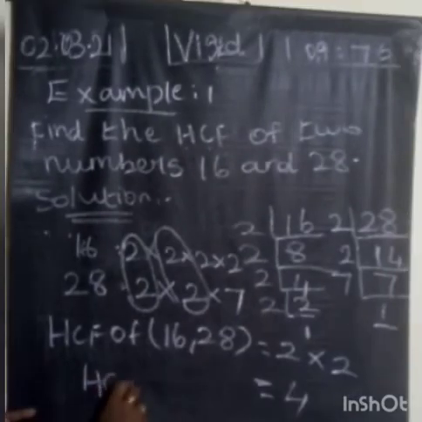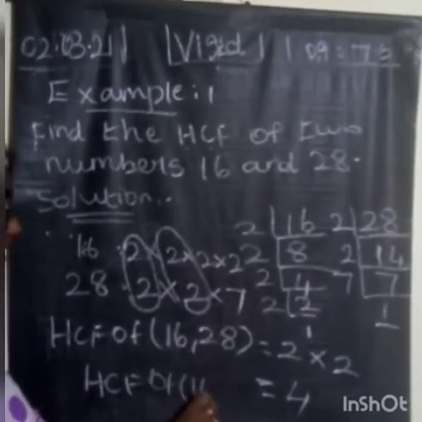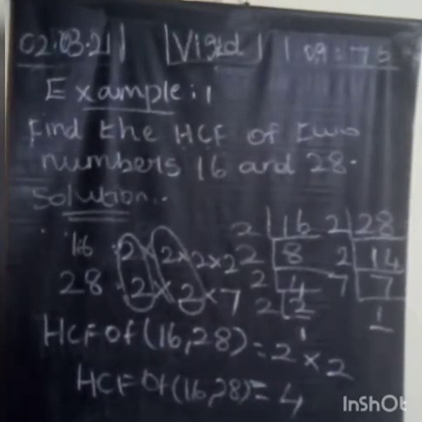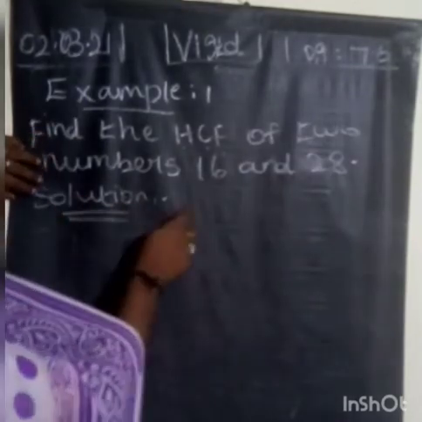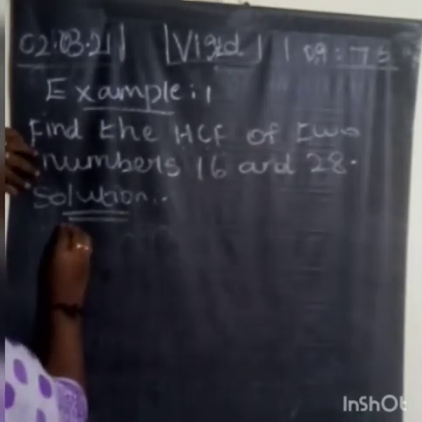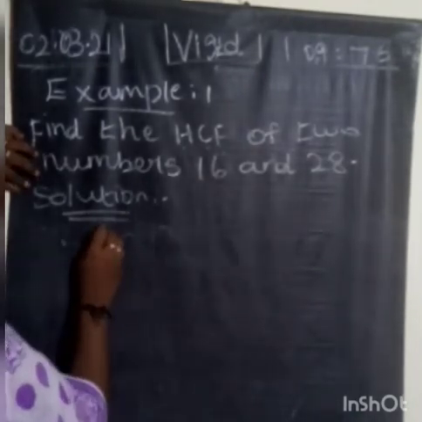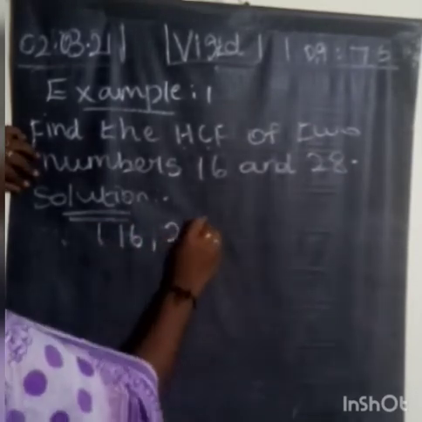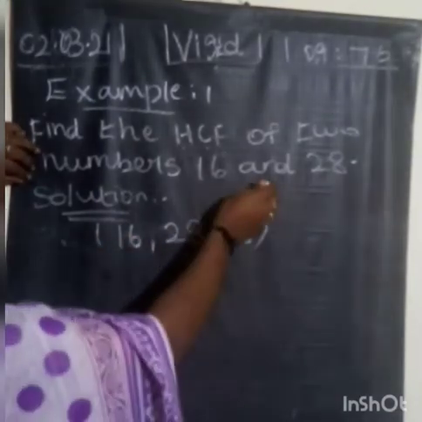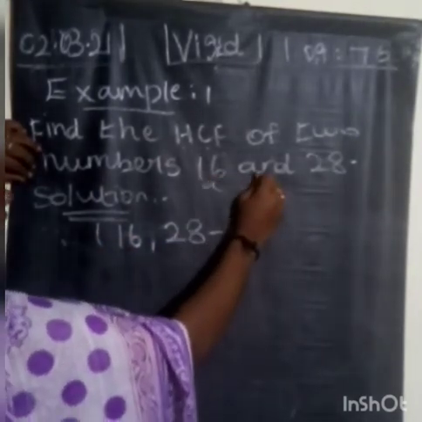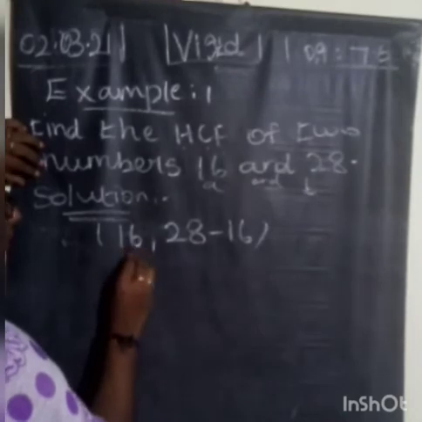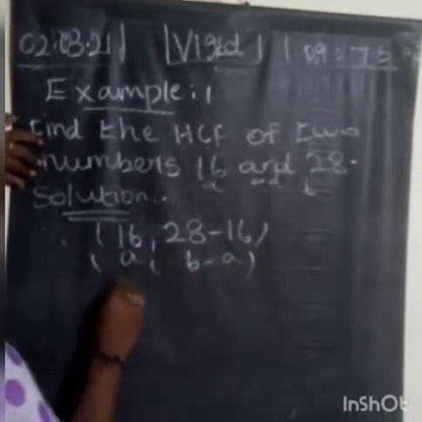So the HCF of 16 comma 28 equals 4. Here B is greater than A, so it is the same as for B minus A. Now the HCF of 16 comma 28 minus 16 is the same as for A and A minus B, taking A equal to 16 and B equal to 28. So same as for A comma B minus A.